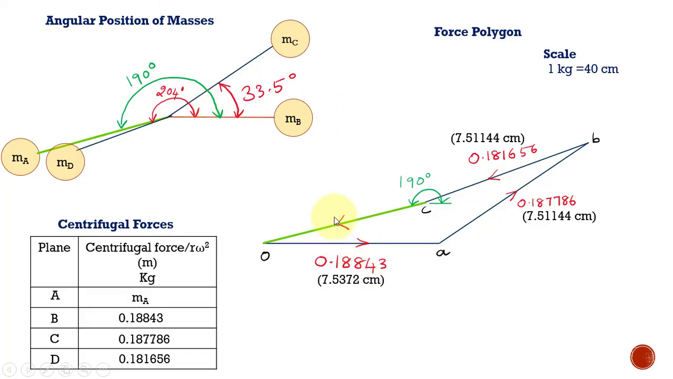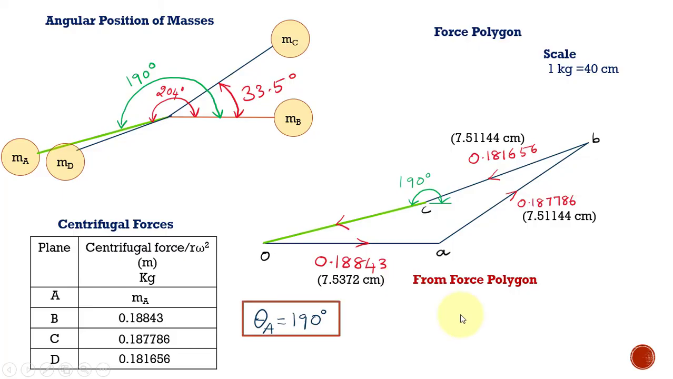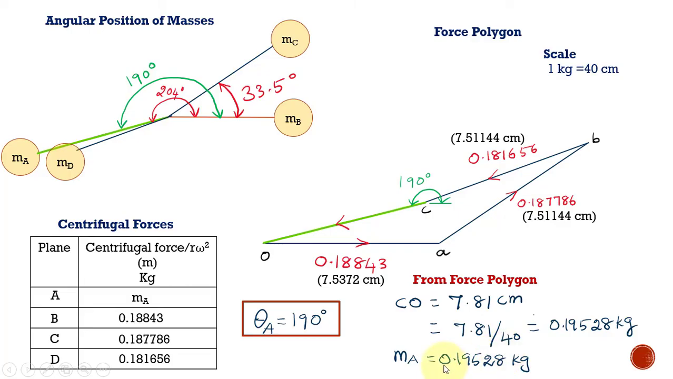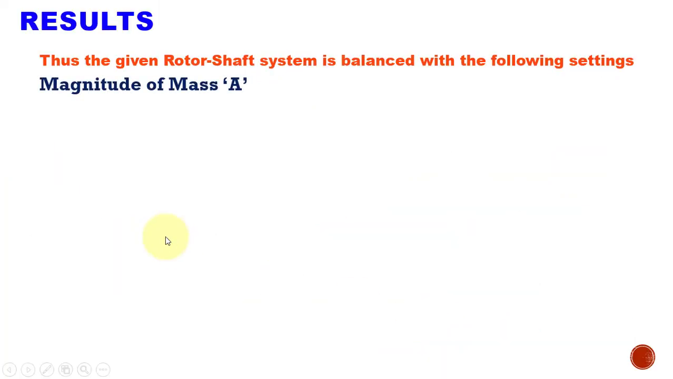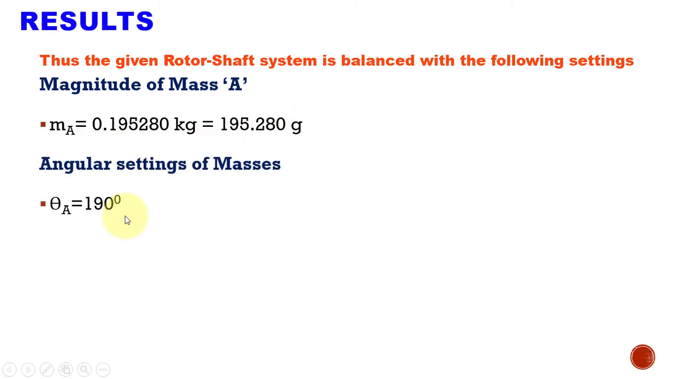Okay, so now let us see how to calculate the magnitude of MA. From the force polygon I can measure this distance CO, which is equal to 7.81 centimeters. By dividing it by 40, because it is in centimeters, I need to convert that into kilograms. It is 0.19528 kilogram. So the mass A is 0.19528 kilogram. In this experiment we have calculated the unknown mass A, and we can convert that into grams.